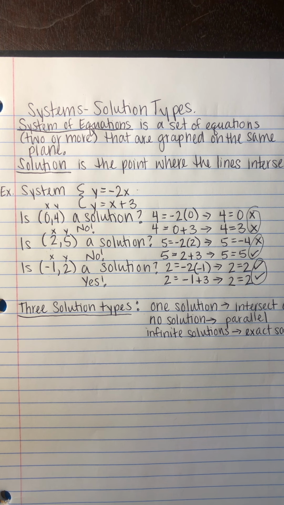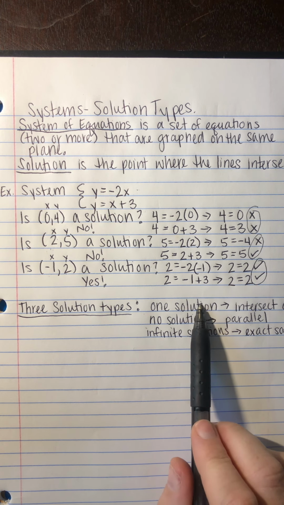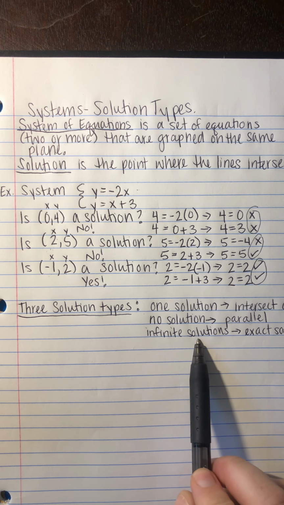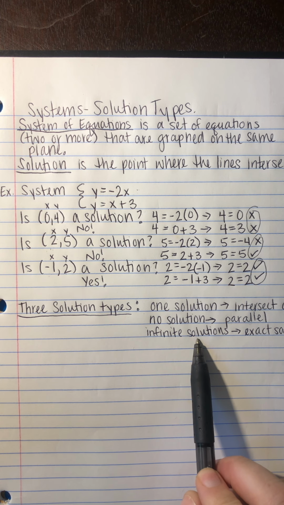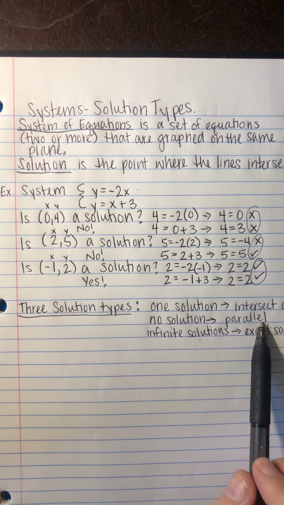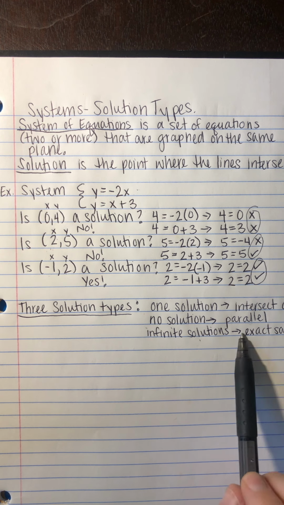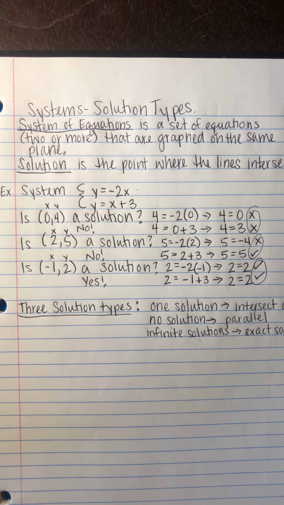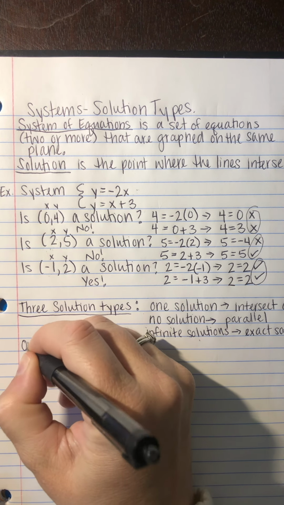Okay, so that kind of brings us to our next point. We always, when we're trying to decide if it's one solution, no solution, or infinite solutions, we always want to make sure that we have it in slope-intercept form. That's going to be the easiest way to tell if we have parallel lines because we can see the slope, and it's going to be the easiest way to tell if we have the exact same line. Okay, so we're going to go ahead and do a couple of examples. So our first one is going to be our one solution.